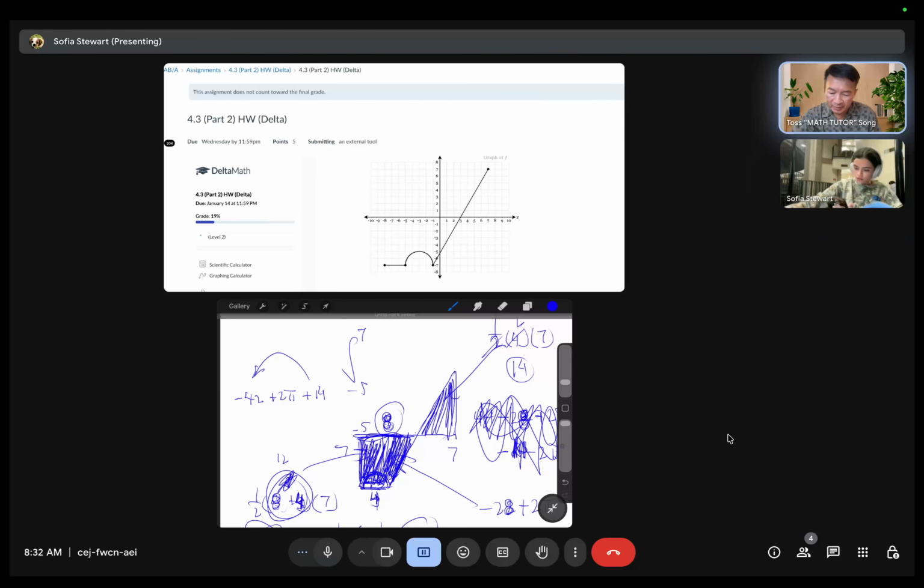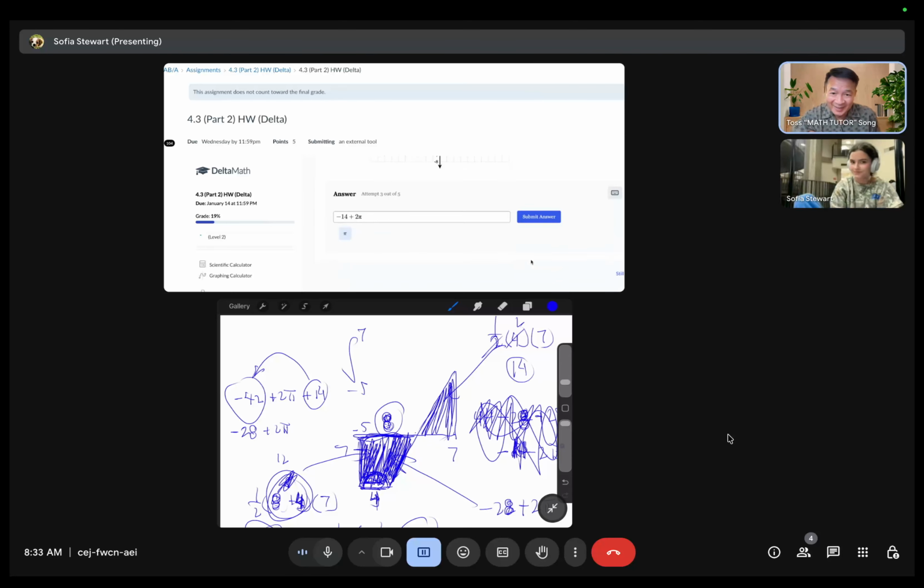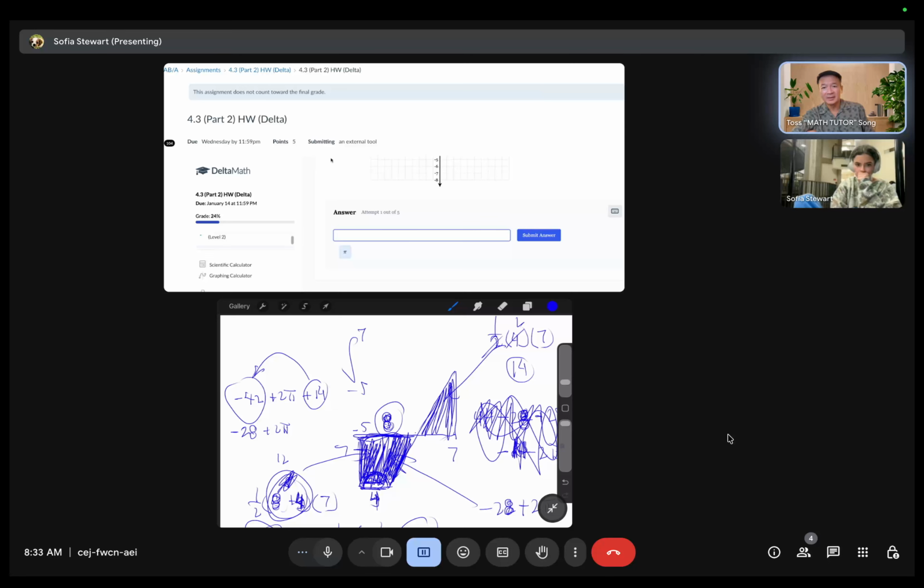Okay, so combine like terms. Negative 42 plus 14. What is that? Negative 28. Let me see. Yeah. Negative 28 plus 2 pi. Try that. There we go. Okay, finally.